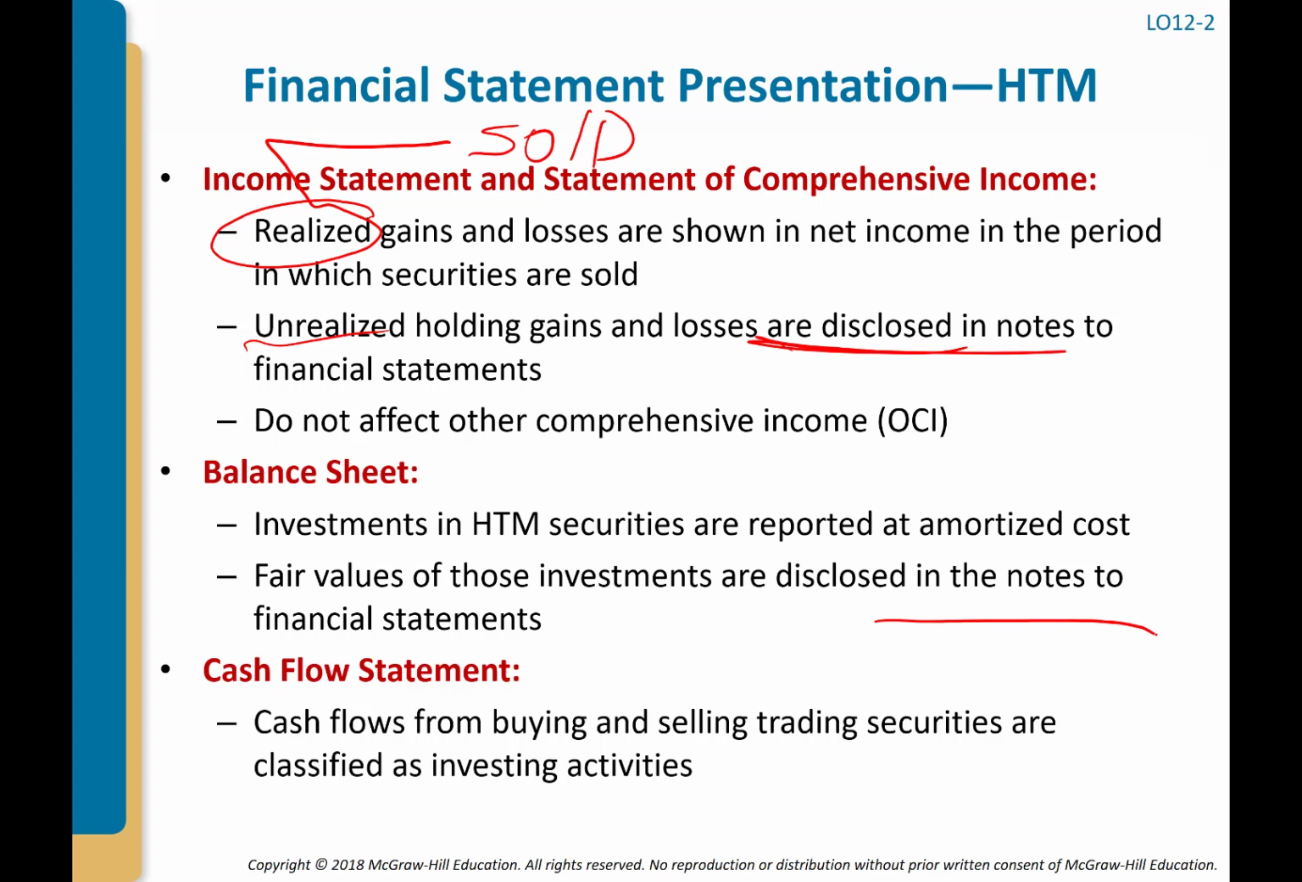In the notes. On the cash flow statement, cash flows from buying and selling securities are classified as investing. The cash flows from the buying and the selling go where? Investing. How about the interest revenue? Statement of cash flows, interest revenue. Who said that? Good. That goes where? Operating, right? Why does the interest revenue go into operating, meanwhile, the cash from selling it and the cash for buying it goes into investing?